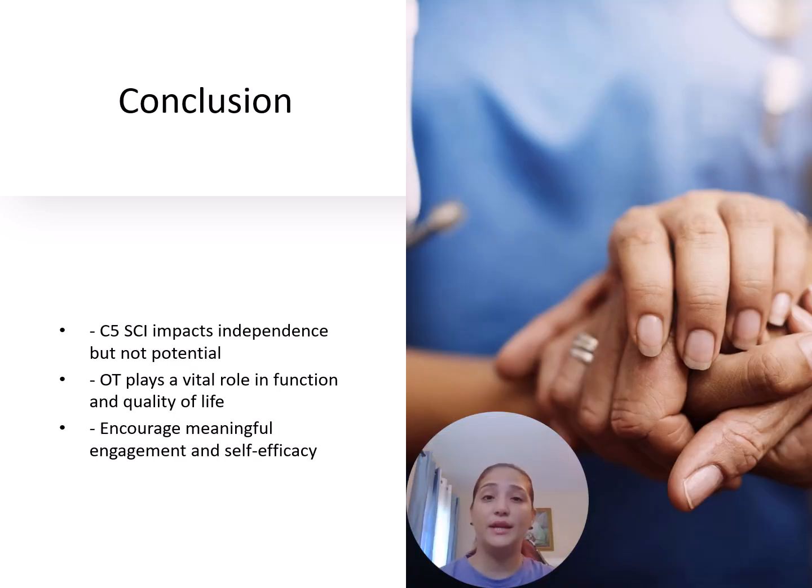Spinal cord injury at the C5 level presents unique challenges, but also opportunities for growth. As occupational therapists, our job is to provide hope, creativity, and the right tools to help clients engage in life again. From dressing to feeding to achieving long-term independence, our interventions make a difference.